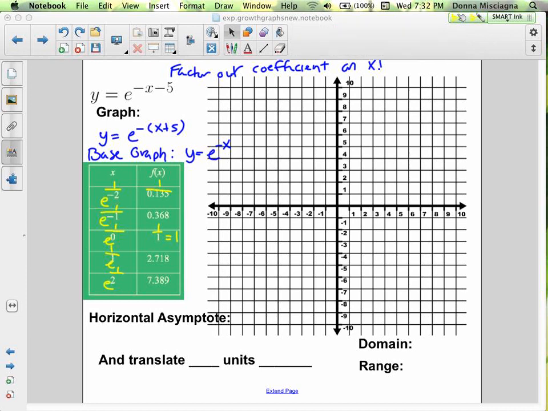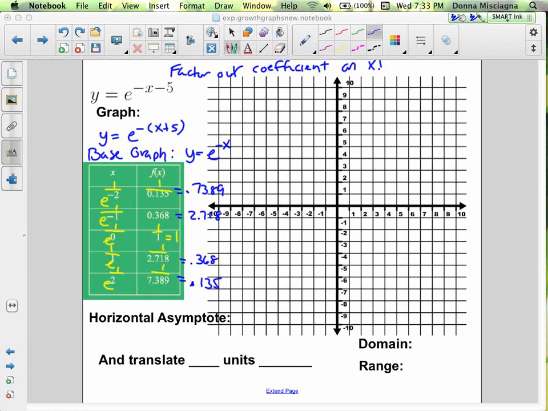And I can't write in blue or in yellow. So that's going to be 0.7389. All right, and guess what the next one's going to be? That's going to be 2.718. And that one won't change. And this one's going to be 0.368. Oh, I forgot to write in the 1 divided by on these ones. And the next one is going to be 0.135.